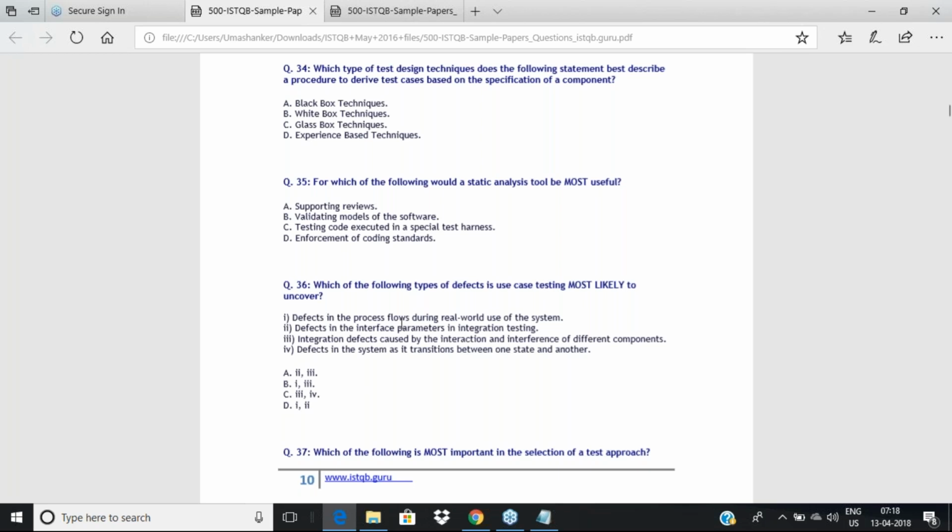Defects in the process flow during real world use of the system. So what is a use case? First of all, a real user coming and using the system. Visualize a real user going to an ATM machine: what can he do? He can swipe his card, check the balance, withdraw money, print a statement. So before designing that system, you have to think of those use cases.